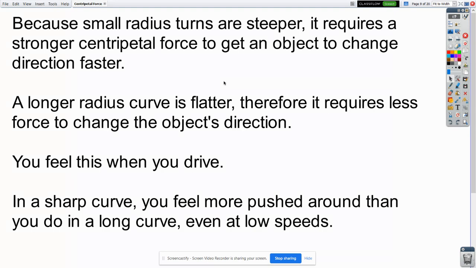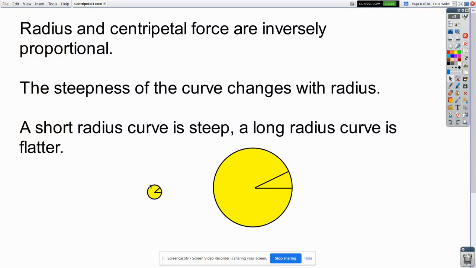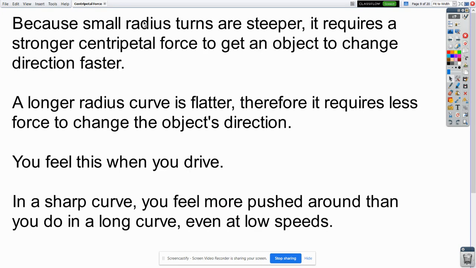Because small radius turns are steeper, it is going to require a stronger centripetal force to get the object to change that direction much quicker. Again, the small radius curve produces a small circumference, which involves a pretty steep, pretty sharp curve. The object has to change direction faster, so you're going to need a greater centripetal force to get that done.